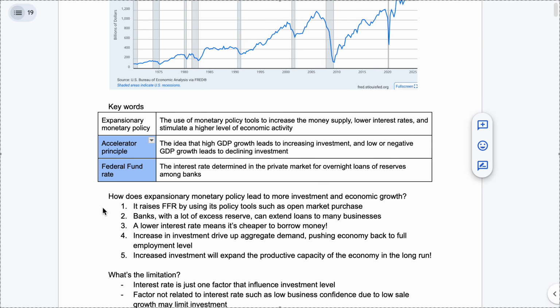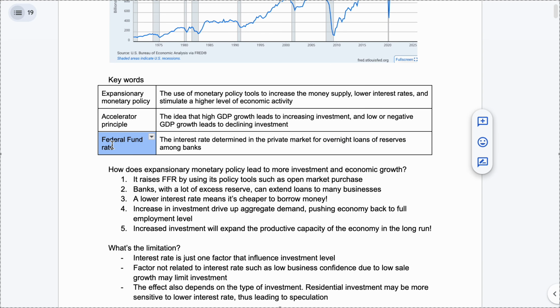And we have two concepts that I'm going to explain in more detail later. Well, I should explain what the federal funds rate is. It's the interest rate determined in the private market for overnight loans of reserves among banks. So it's basically the interest rate that a bank needs to pay when it borrows money from other banks. Sometimes they run out of excess reserves to extend loans to individuals, so they borrow from other banks and have to return it the day after with that interest rate, which is called the federal funds rate. And the Fed, which is the central bank in the U.S., can influence the federal funds rate. They don't control it fully, but they almost control it by influencing it very precisely.